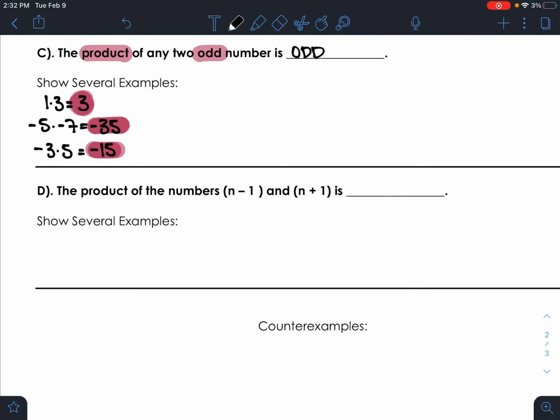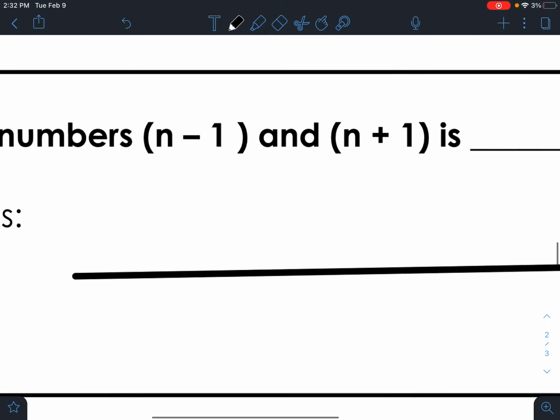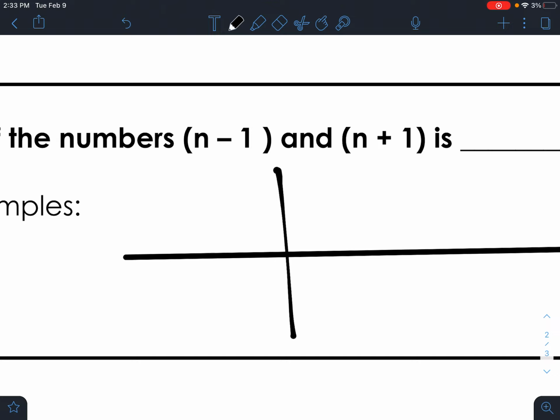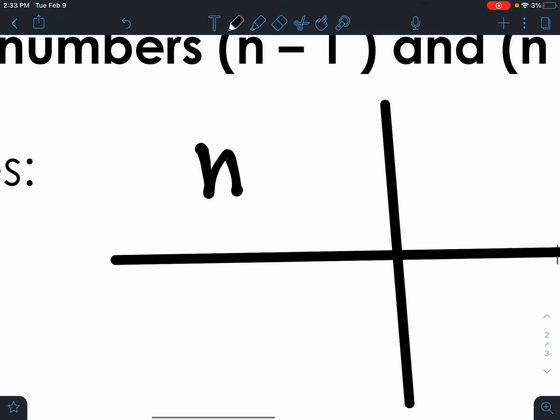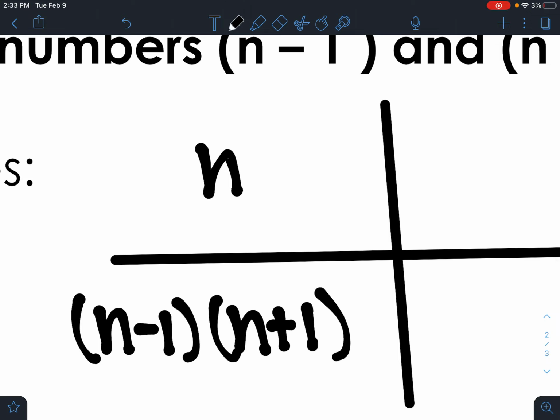And we're going to try it again. Where it says the product, so I'm going to multiply, of the numbers n minus 1 and n plus 1 is. Okay, so let's go ahead and look at this example. Let's call this first one n. And then down below, this is going to be n minus 1 and n plus 1.